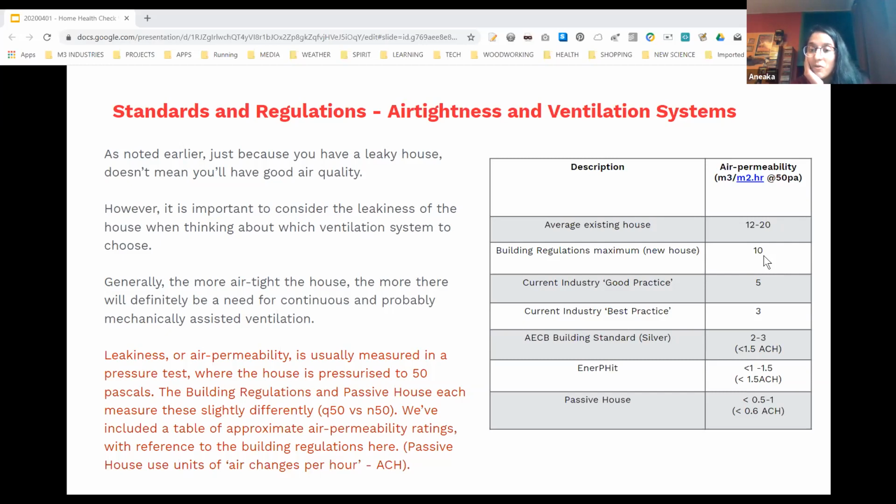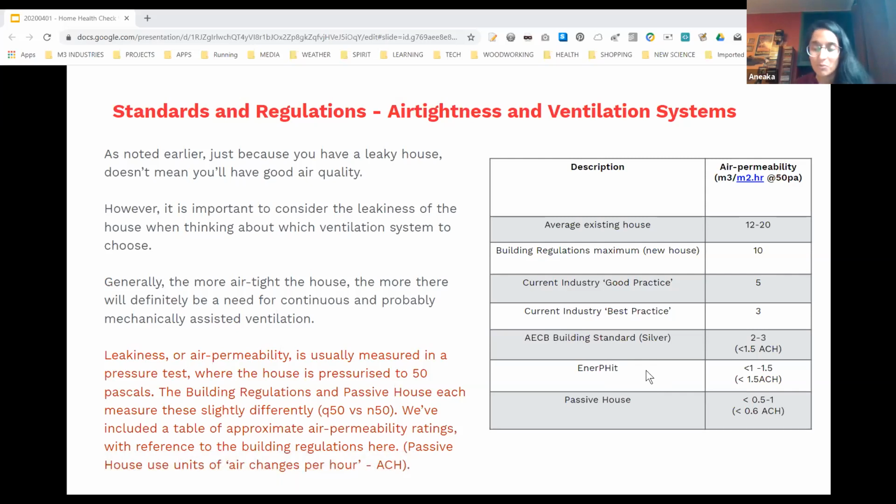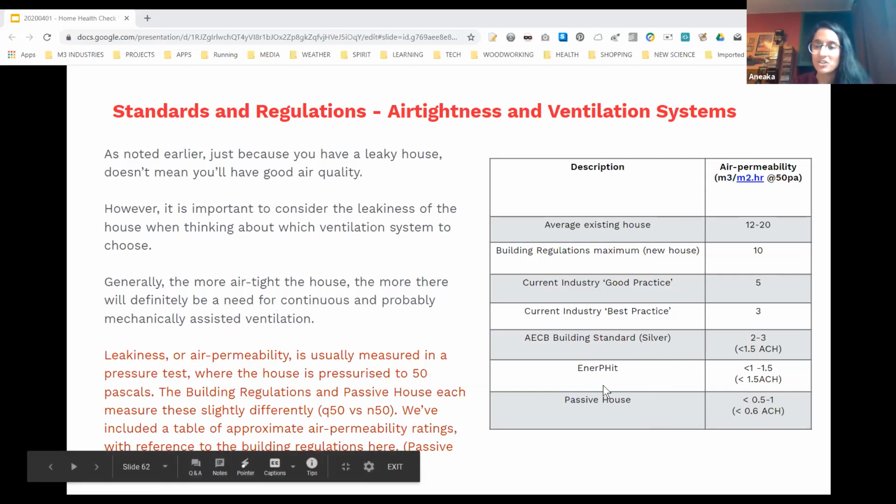If you're going for an incredibly tight house, that might be the AECB building standard, EnerPHit, or Passivhaus. EnerPHit is essentially only slightly more lenient than Passivhaus, and it's for retrofits, recognizing that it's hard to make them as tight. Passive houses are often new builds, whereas someone who wants to improve a retrofit to a really high standard might aim for EnerPHit. In these standards, they use the term air changes per hour.